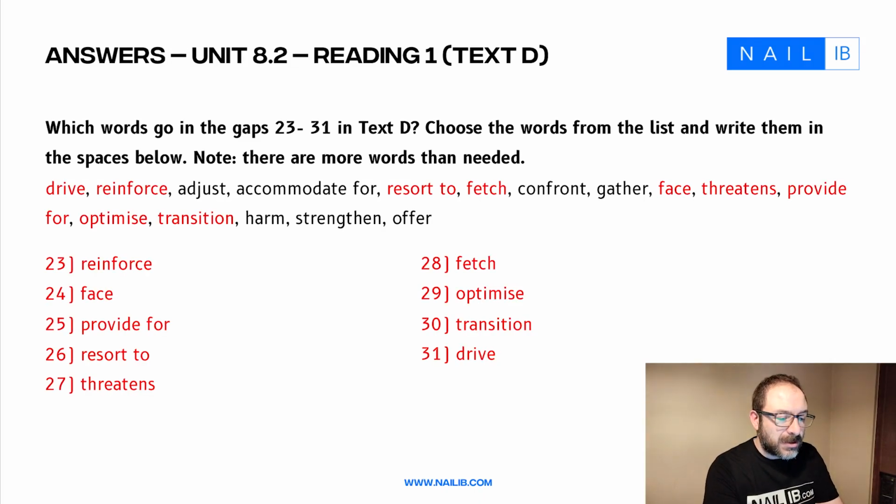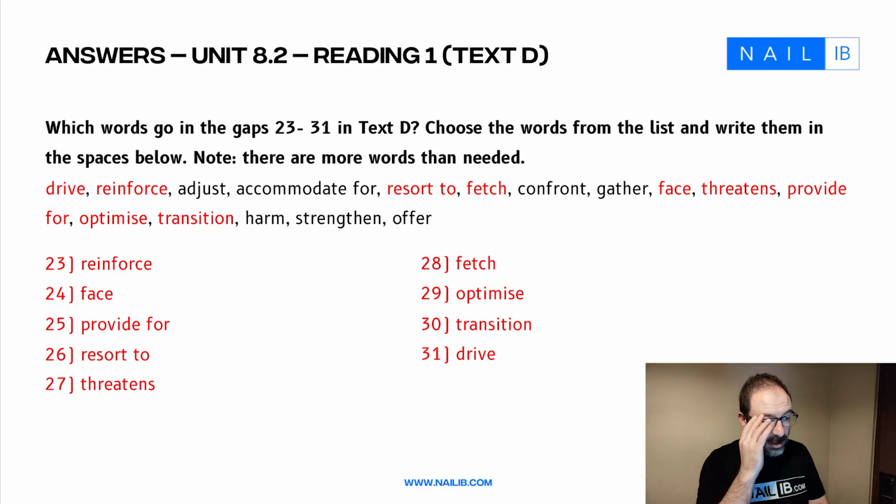Very well. Let's check the answers together. 23 was reinforce, then face, provide for, resort to, threatens, fetch, optimize, transition, and derive. The words adjust, accommodate for, confront, gather, harm, strengthen, and offer were extra. I don't think you need any more explanation. The text and the words are quite explanatory in themselves, matching, no extra explanation needed.